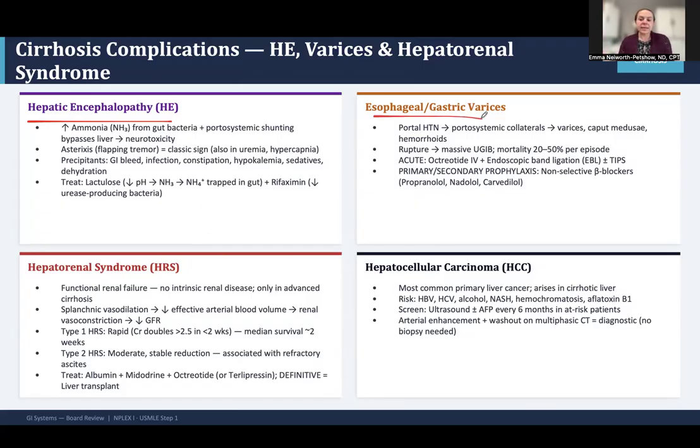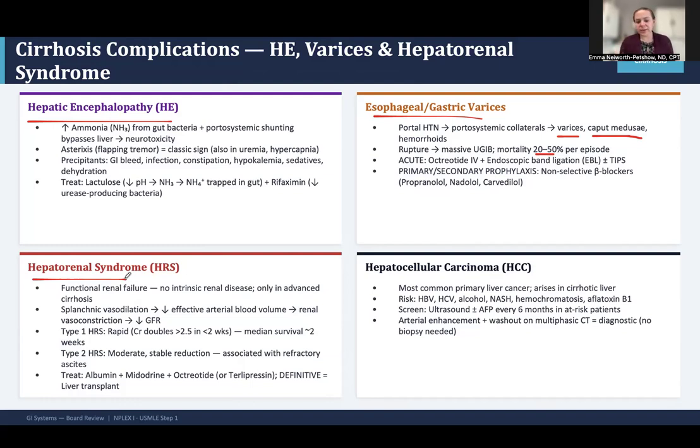Esophageal or gastric varices are on your rubric as well, or your blueprint as well. Portal hypertension leads to collateral circulation, kind of trying to go around the liver portal system to the systemic circulation. And these lead to varices and this kind of appearance that we call caput medusae and hemorrhoids. If these rupture, that can lead to a massive upper GI bleed, and the mortality is pretty high for these scenarios.